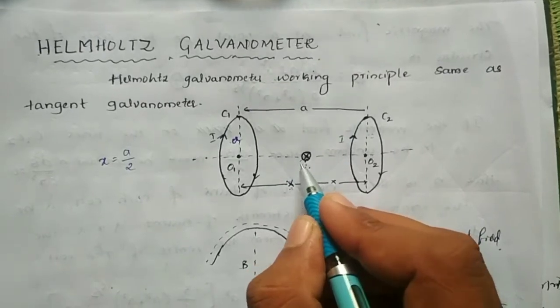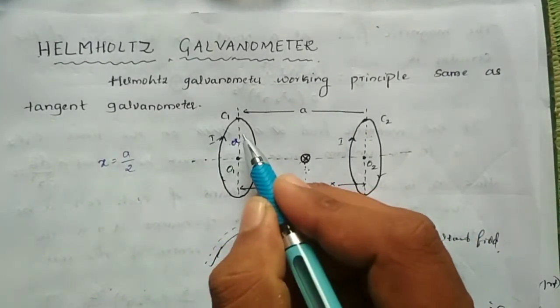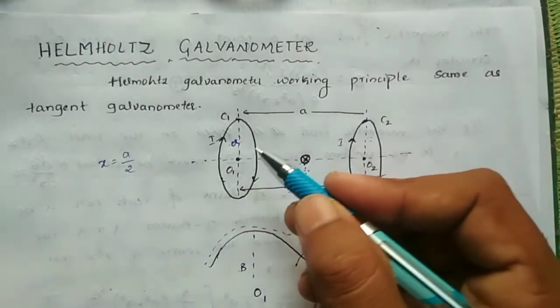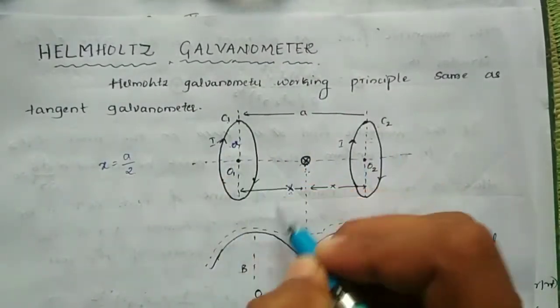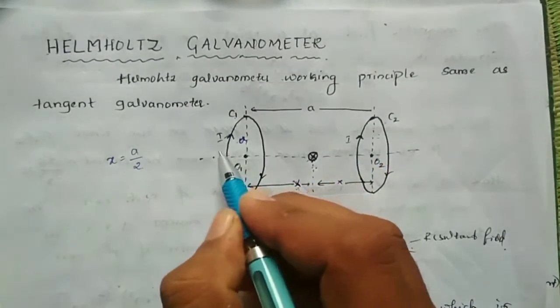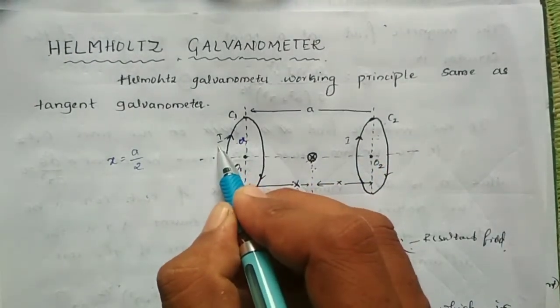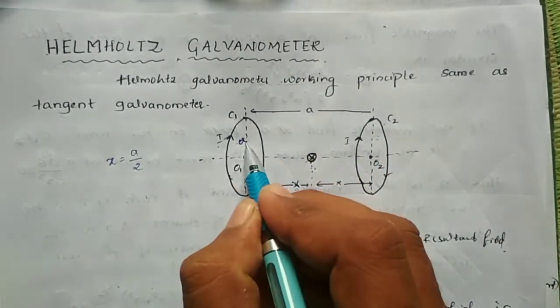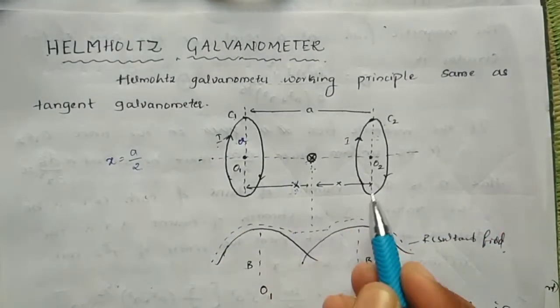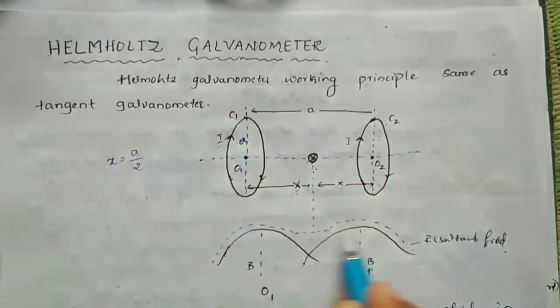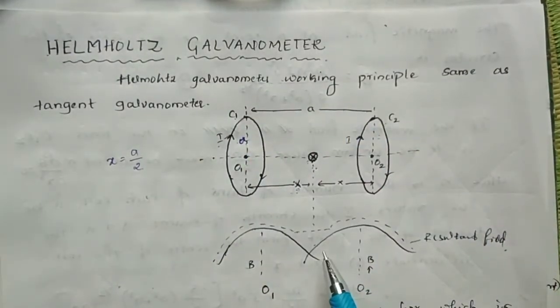Here C1 and C2 are the planes of the two coils, and these two coils carry a current I and have the radius A, and the distance between the centers is x. It is the setup of the Helmholtz galvanometer.